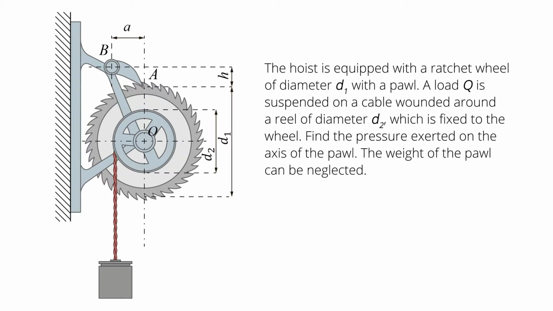The hoist is equipped with a ratchet wheel of diameter d1 with a pole, a drum of diameter d2 is connected fixedly with a wheel, and on the drum a cable is wound that holds the load of the weight Q. Find the pressure on the axis of the pole. The weight of the pole can be neglected.